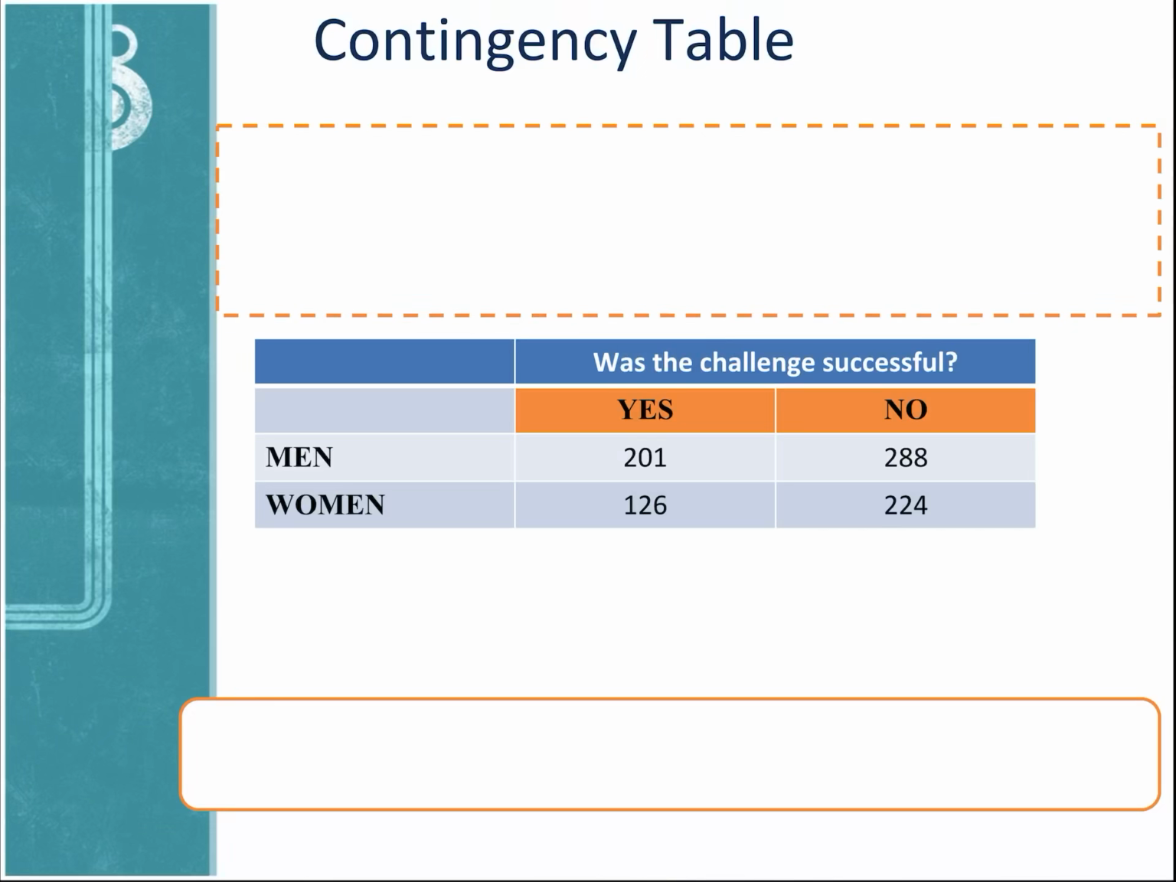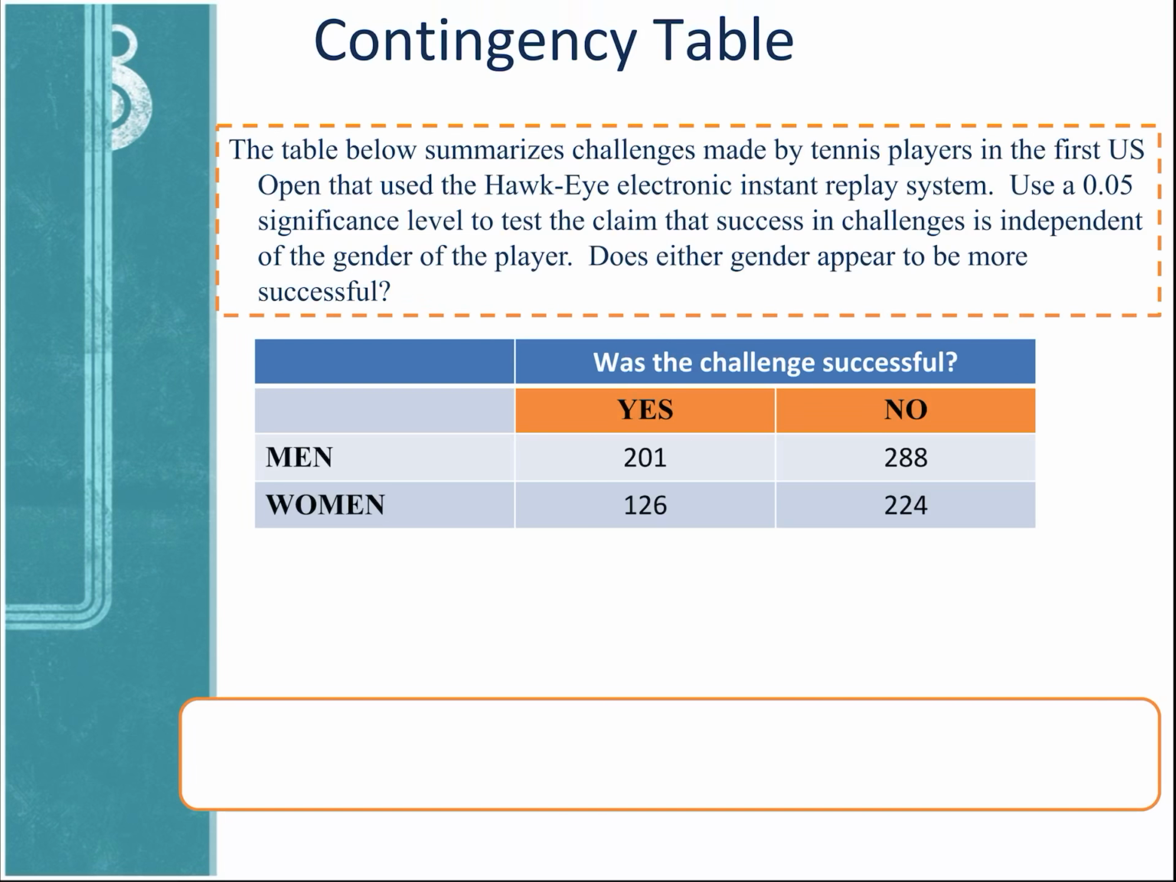Contingency tables. This is also known as the test for independence for multiple variables. Let's look at an example. The table below summarizes the challenges made by tennis players in the first U.S. Open that used the Hawkeye electronic instant replay system. Use a 0.05 significance level to test the claim that success in challenges is independent of gender of the player. Does either gender appear to be more or less successful?